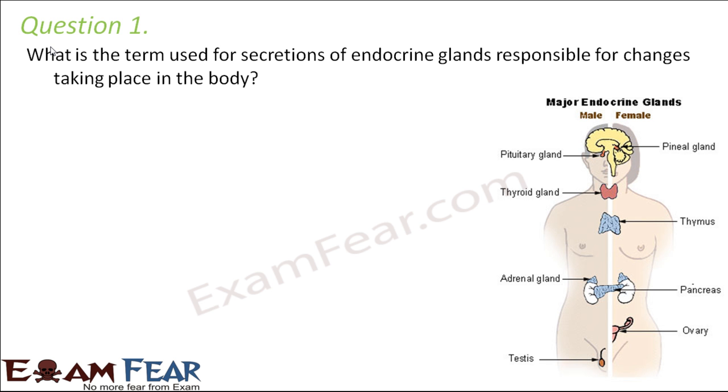Question number 1. What is the term used for secretions of endocrine glands responsible for changes taking place in the body? Now, what do endocrine glands secrete? They secrete a lot of substances. They can secrete enzymes, they can secrete hormones. But here, since they are responsible for changes taking place in the body, they are obviously hormones. Here you can see the various endocrine glands and all of them secrete some hormone which is extremely important for our body.